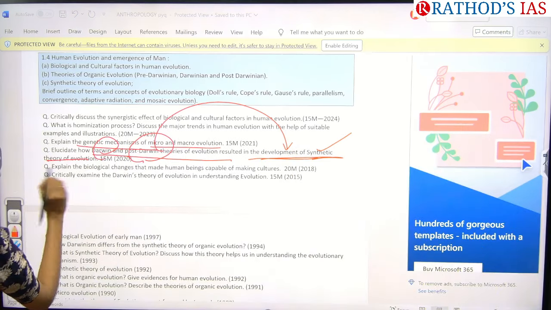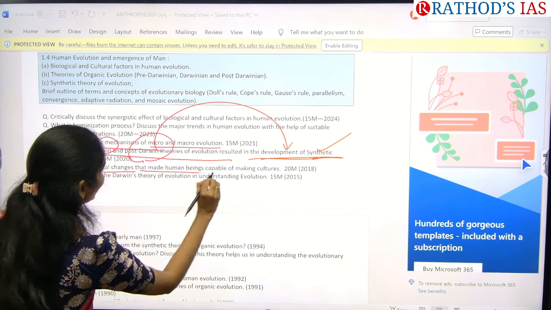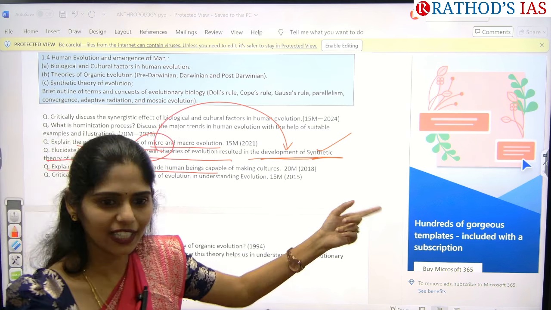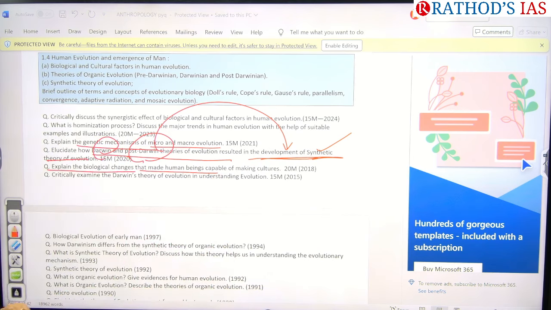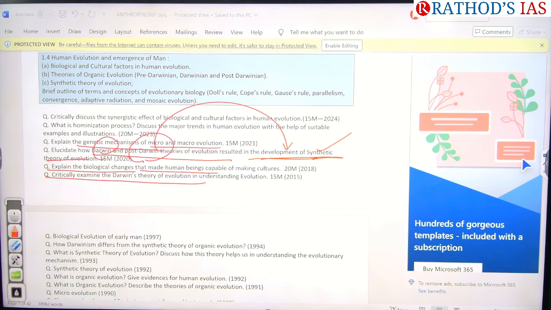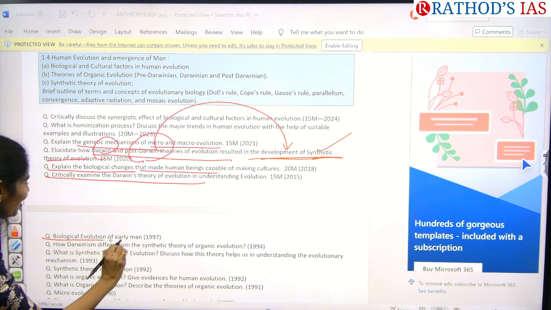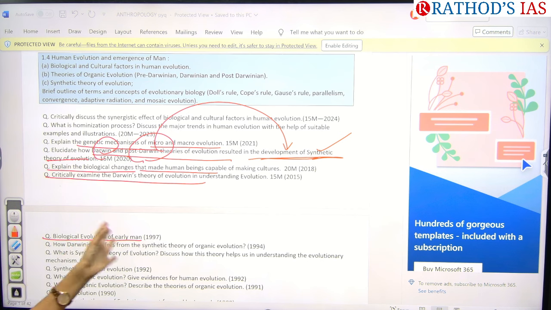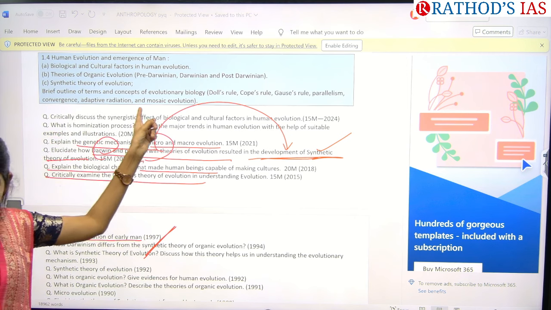And next one is, explain the biological changes that made human beings capable of making cultures. This topic we will be studying even in the culture topic of the second unit. And next one is, examine Darwin's theory of evolution, understanding evolution. So the same thing, you will be writing about this natural selection theory of Darwin. And next one is biological evolution of early man. So we will be seeing how humans had evolved from the different intermediate stages of apes. So till 1997, most of the questions are from the syllabus.